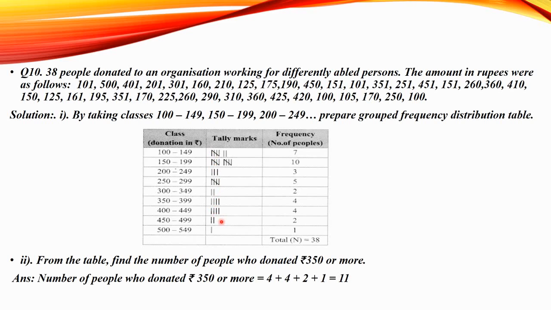After making the table, the second question is to find the number of people who donated rupees 350 or more. That means the number of people who donated more than 350 is 4 plus 4 plus 2 plus 1, and that is equal to 11 people.